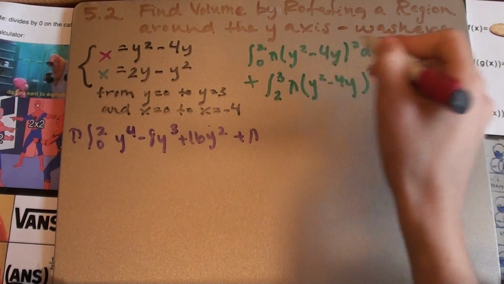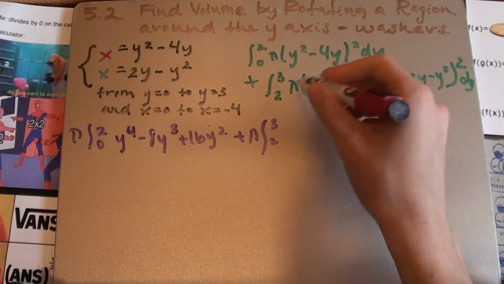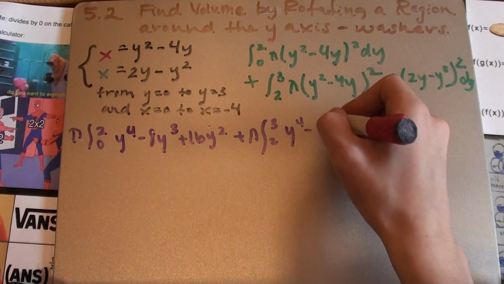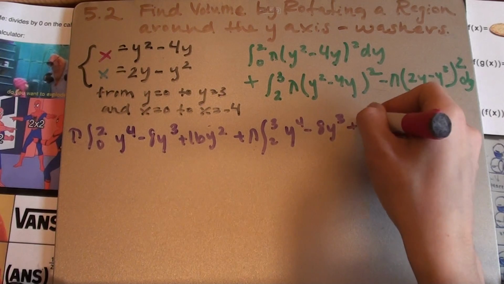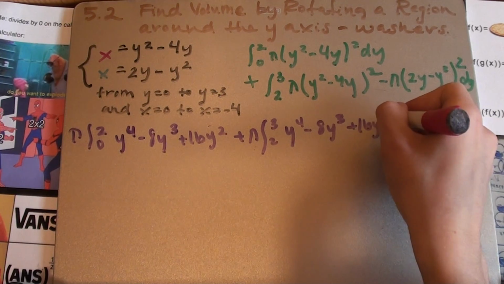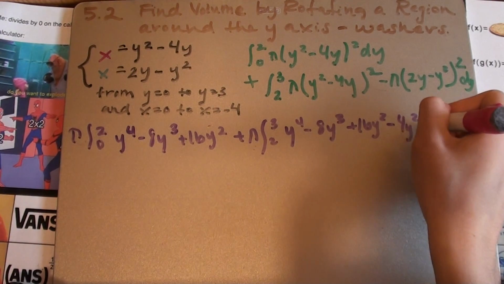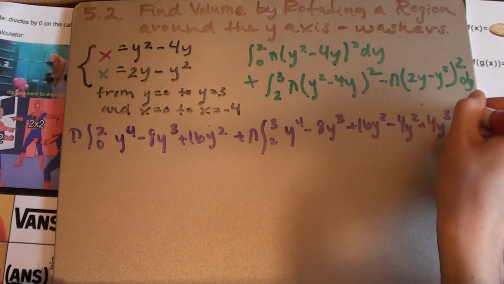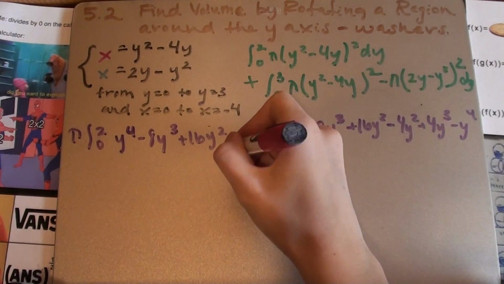Now we're going to add on our other integral. I'm going to pull my pi out of both of my pieces. So we're going to integrate from 2 to 3, and when we FOIL this part out, we're going to get y to the fourth minus 8y cubed plus 16y squared. And then when we FOIL this part, we're going to get negative 4y squared plus 4y cubed minus y to the fourth. And then all of that is going to be integrated. I forgot my dy, so with dy.